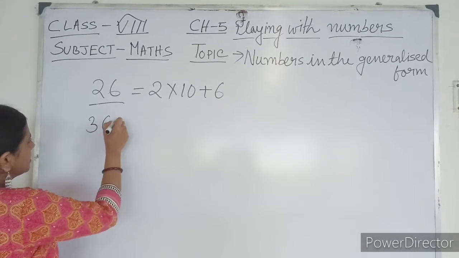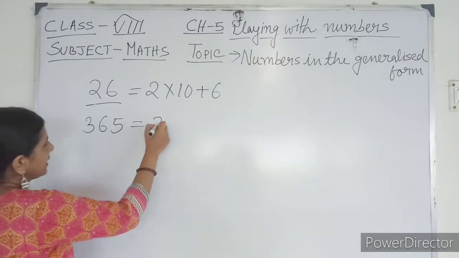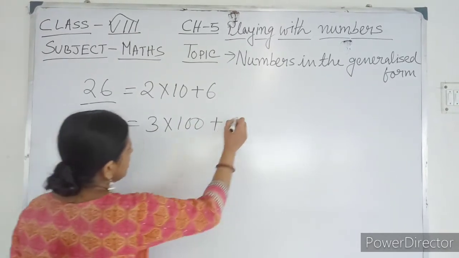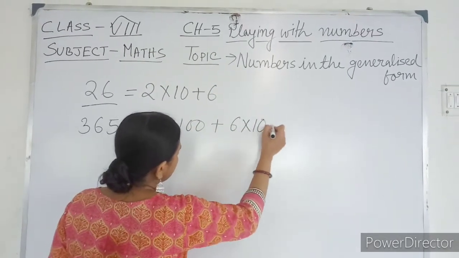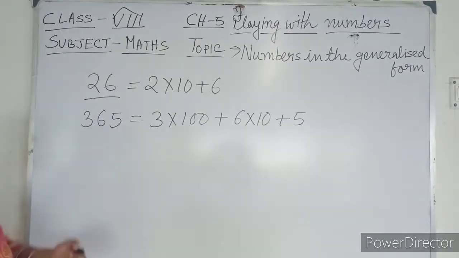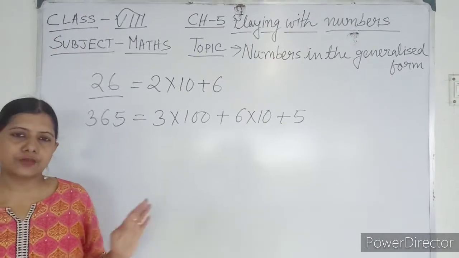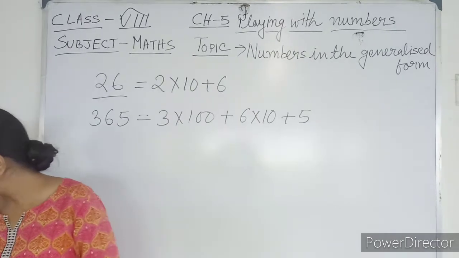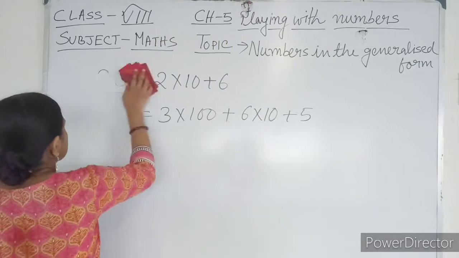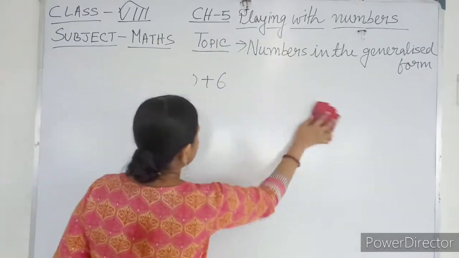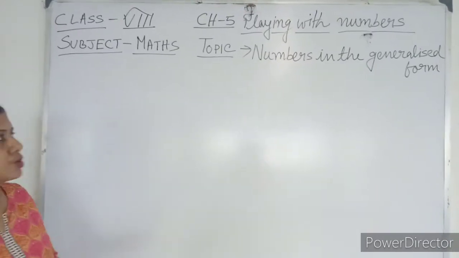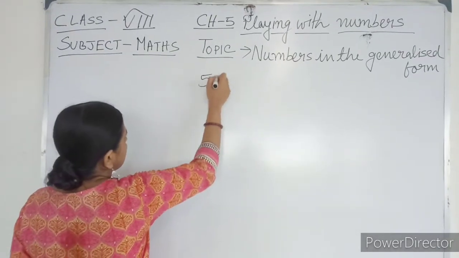If the number is 365, I can write 3 into 100 plus 6 into 10 plus 5. So this is the way a number is written in the generalized form. Now directly I am coming to the exercise, that is exercise 5a. I will directly solve the questions so that you can understand how to make the equations.